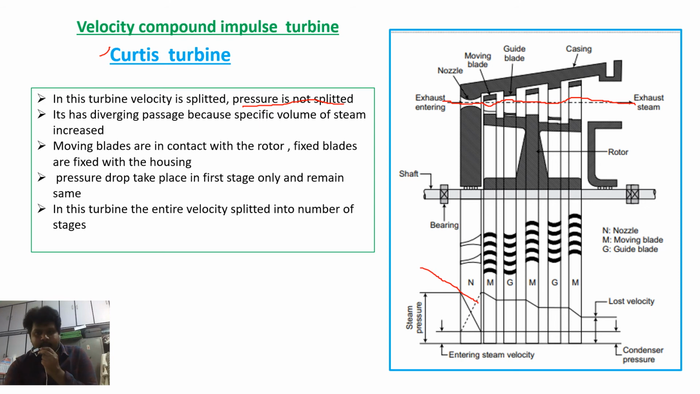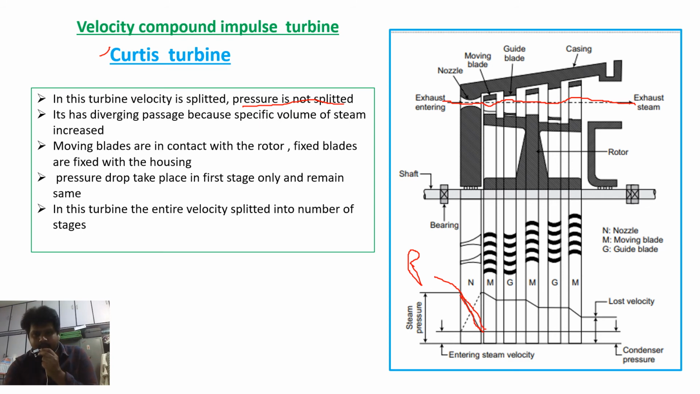Here the dotted line is the velocity line, and this continuous line is the pressure line. First of all, let us see how pressure is varying in the Curtis turbine. So this is the pressure line. Here you can see when steam flows through the nozzle, the pressure is decreasing, because, as we know, the function of the nozzle is that by reducing the pressure the velocity increases. So the pressure decreases in the nozzle.